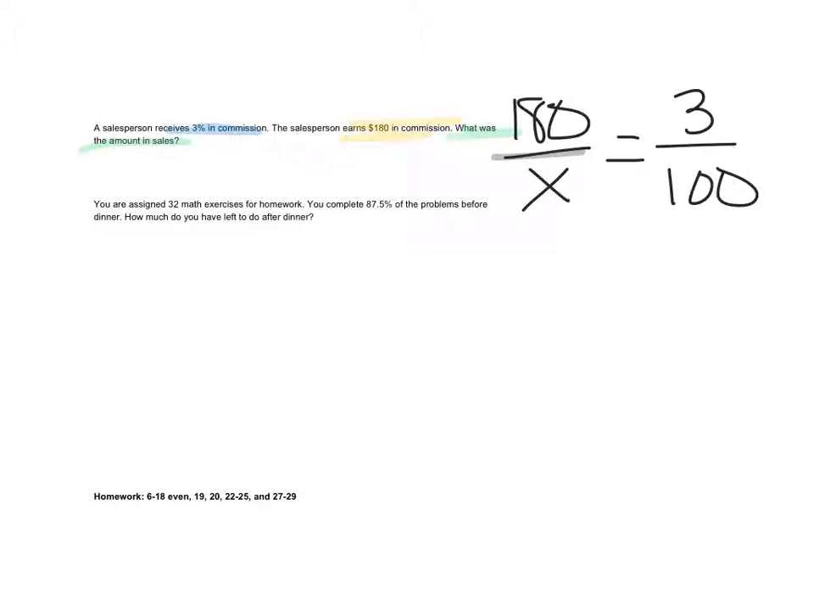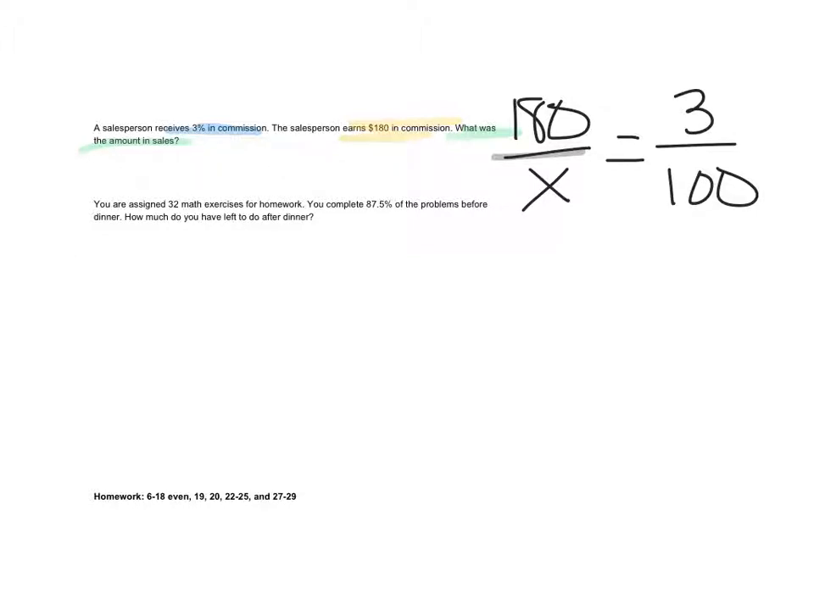So when you're a salesperson, you don't earn the entire sale. You only earn a part of the sale. So we're going to figure out what the entire sale was, what that whole was. So we would set up the proportion, and I'm going to set it up kind of over to the side. So, all right, so we know the 3 goes in the percent spot, and 100 always goes on the bottom, and then you earn $180 in commission. That is your part, and we need to know the whole.